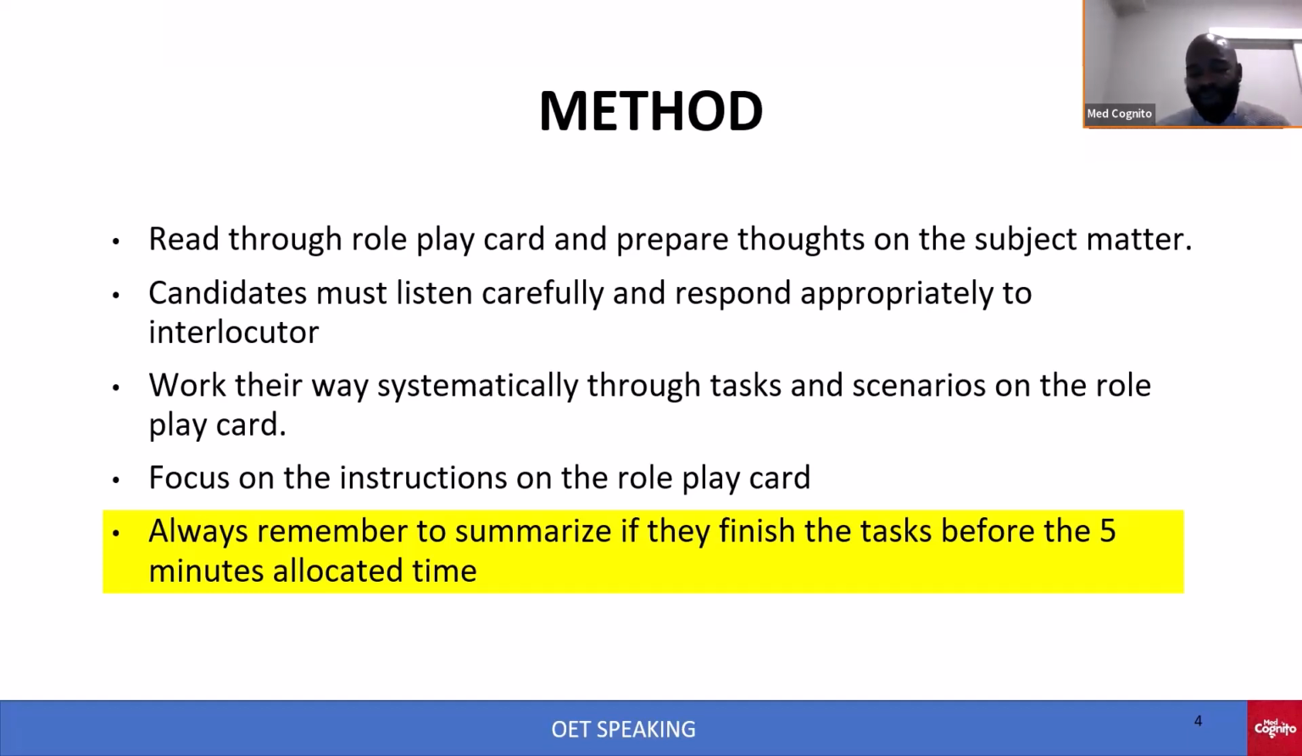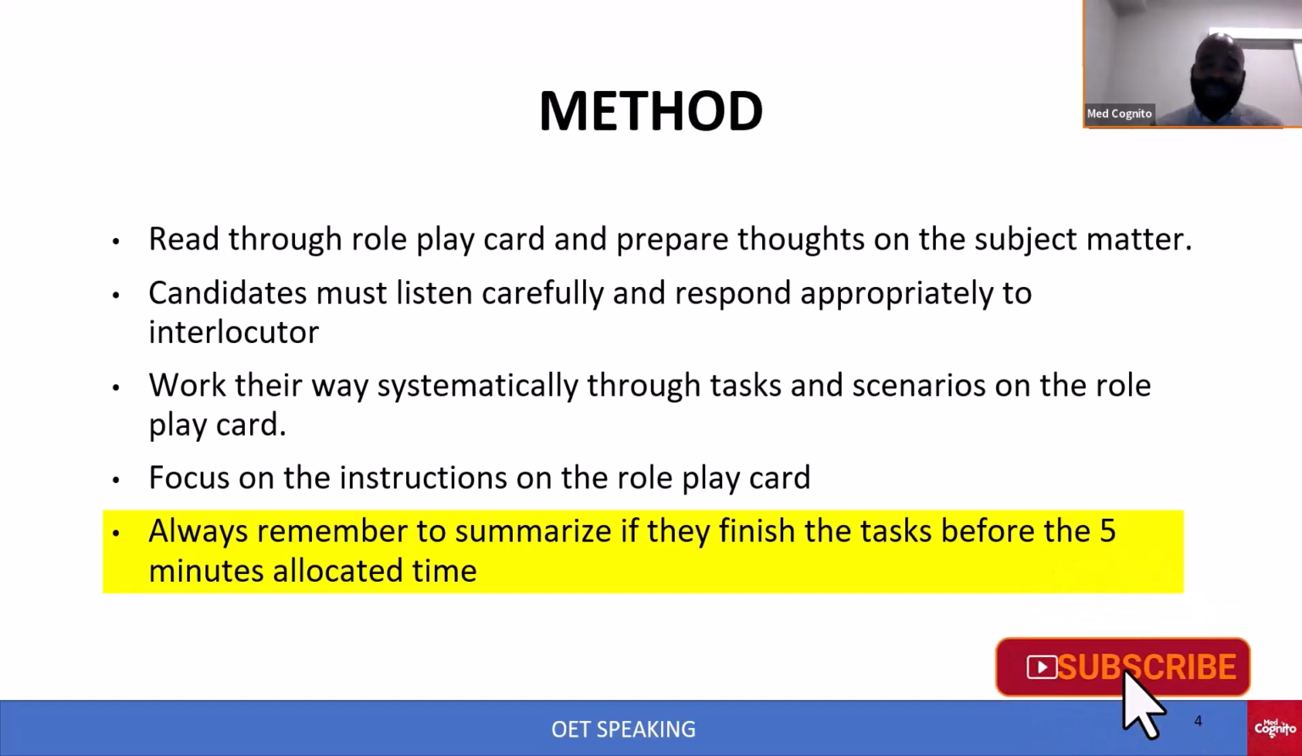If, let's say, you're able to run through all the tasks within 4 minutes, you just don't sit down and look at the face of the examiner who will be acting as a patient or someone that you're interacting with. Please take note of that. If you finish your task ahead of time, use the rest of the time, because that's very important. It's one of the things that you will be examined on.